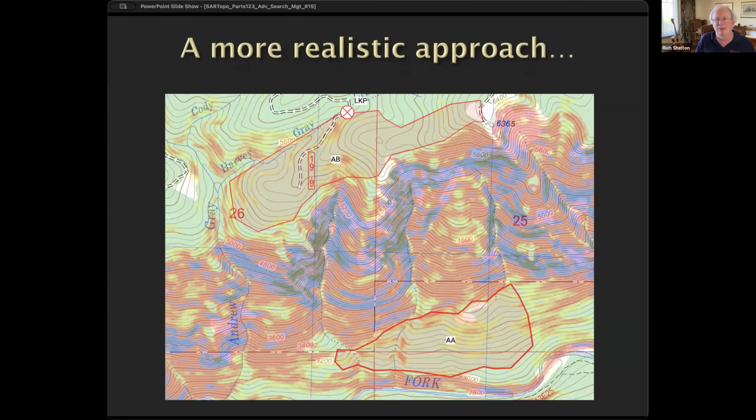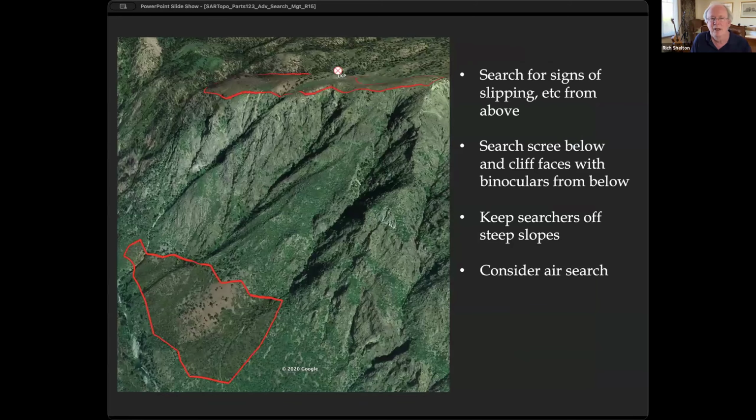So how do I make this assignment better? If I think about what would be more realistic, I would hammer the top of the cliff and the plateau, and I'd make sure nobody got near the edge and fell off. And I would send people to the bottom side of the cliff area too. And I would skip the middle altogether in terms of ground assignments. I would do something that looks like this in 3D. I'm covering the top really well, I'm covering the bottom really well, and I would say search for signs of slippage, etc., from above.